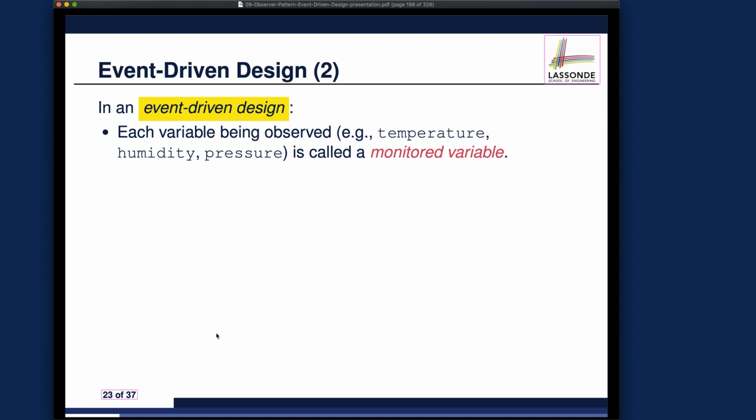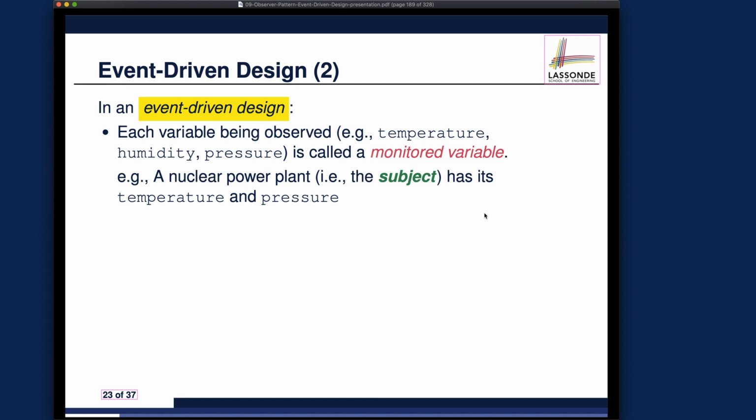For event-driven design, each variable being observed, for example, temperature will be one variable, humidity will be a separate variable, and pressure will be another separate variable, like the attributes that we used to declare in the subject class in the second design. It's called a monitor variable. Monitor variable is actually a term that we typically use in cyber-physical systems. It's a variable that's being monitored by something else.